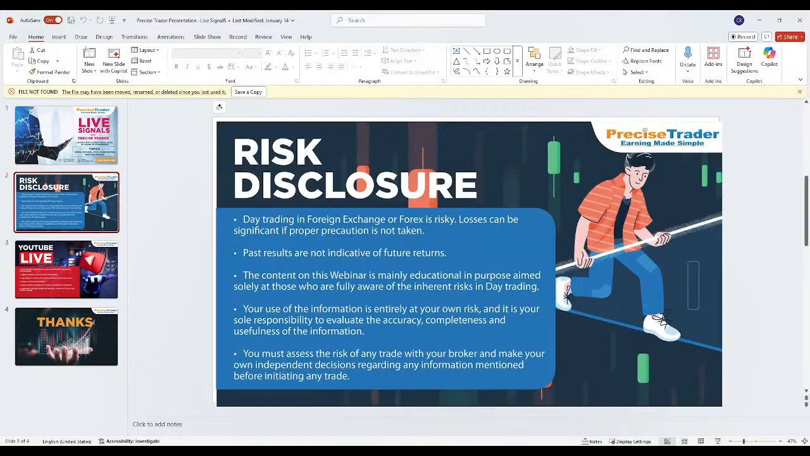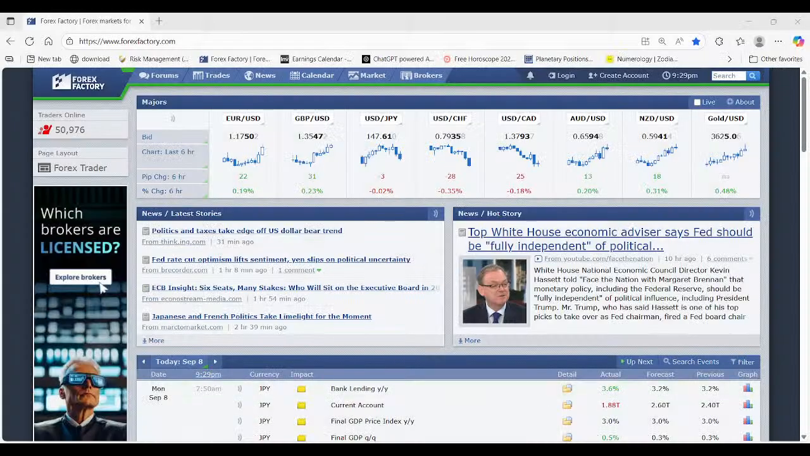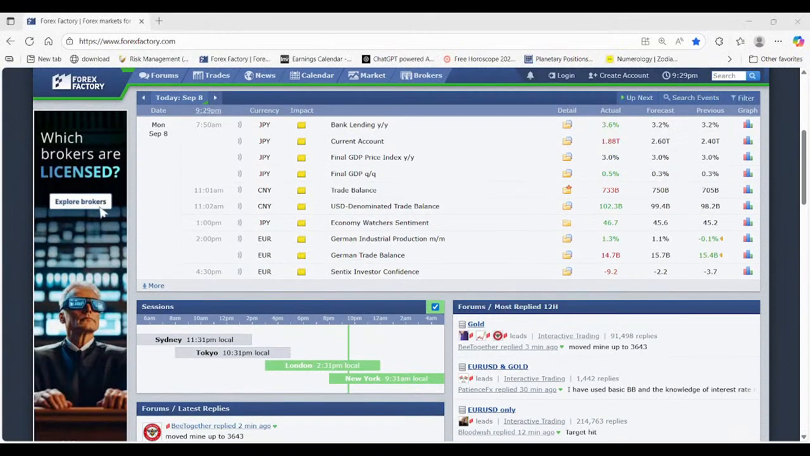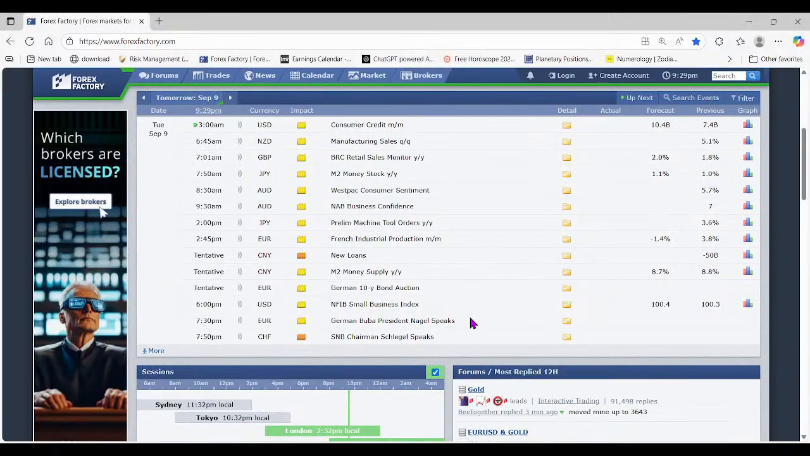So with that, we move on to our live analysis. Okay, there isn't any data out tonight. Like I did mention during the Europe session, the next key important data is Wednesday and Thursday. Even tomorrow there's not much important data, only the SNB chairman giving a talk.